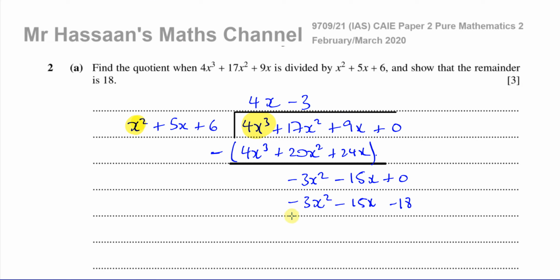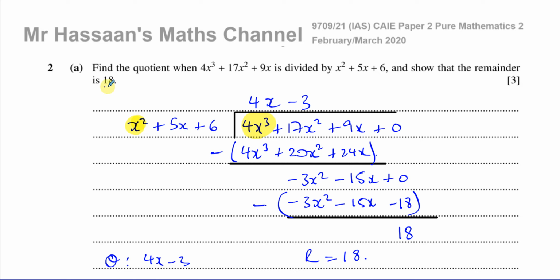We've got to subtract these two lines. As I said, I like to put a minus sign outside here, so I'm subtracting. So negative 3x squared minus negative 3x squared is going to be 0, as we know it should be. Minus 15x minus minus 15x is 0 again, and you have 0 minus negative 18, which is going to be positive 18. So we can see here that this is the remainder, and the quotient is 4x minus 3, as they told us to find. That's the quotient up here, and the remainder is equal to 18.